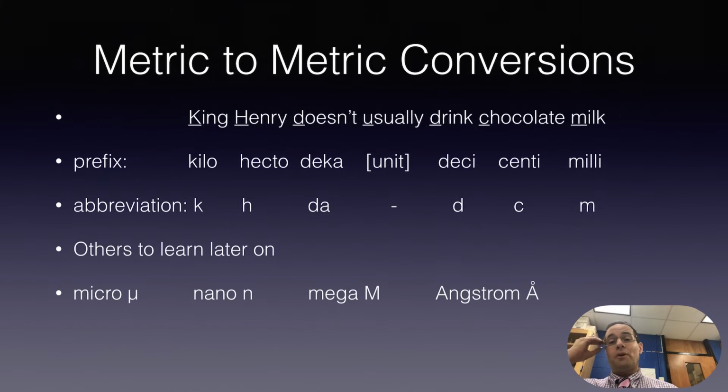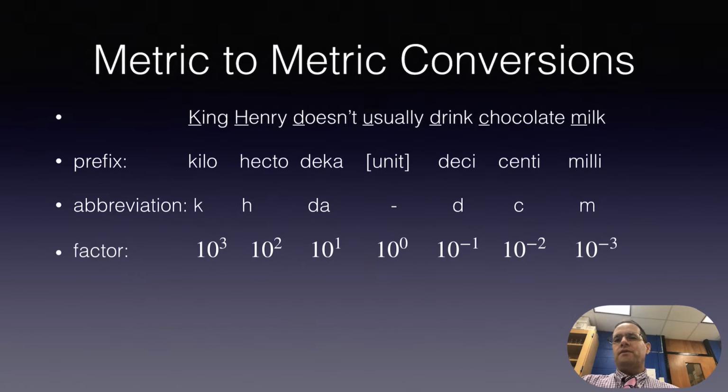Okay? Now, you will need to learn micro, which is 1/1,000,000th, nano, which is 1/1,000,000,000th, mega, which is 1,000,000, and angstroms, which is 10 to the minus 10. We'll learn those later when we get into those subjects, okay? So let me show you how this works.